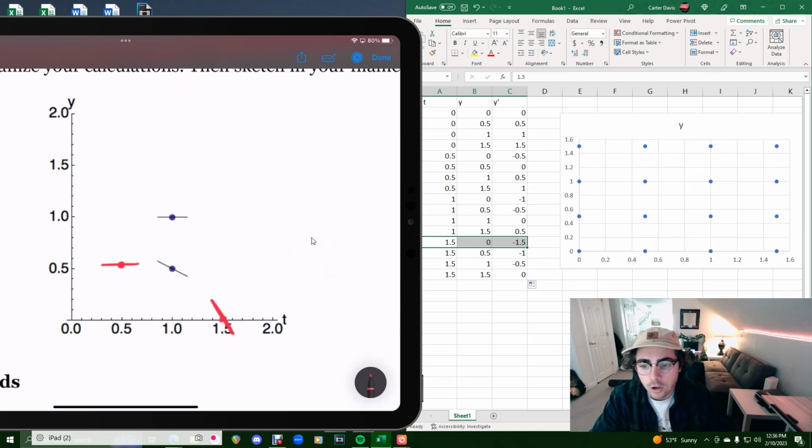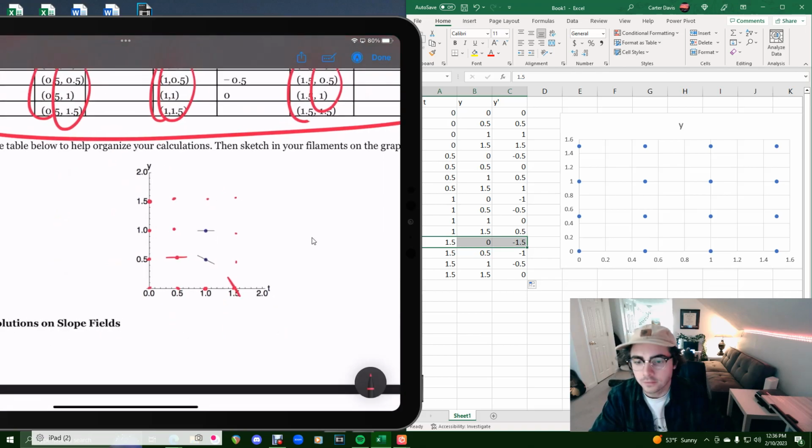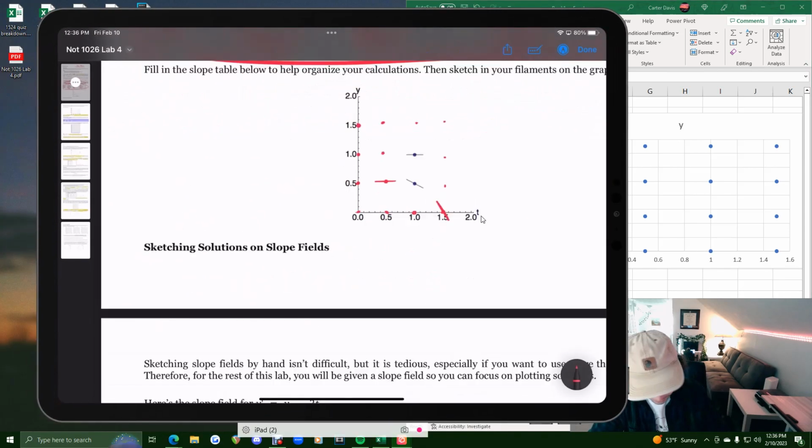They're asking you to put all those slope lines at all these points that we found, but it's up to you if you want to do that. I'm not going to force anyone to do anything, but I'm not doing it.